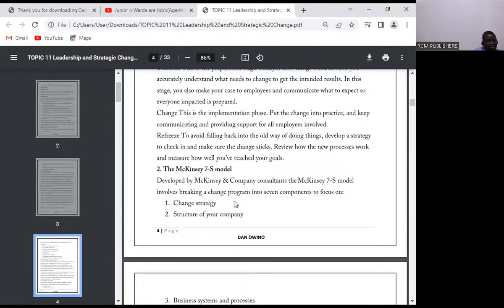So McKinsey 7S are basically seven S's, and those S's can also be used as a way of understanding the process of introducing change.